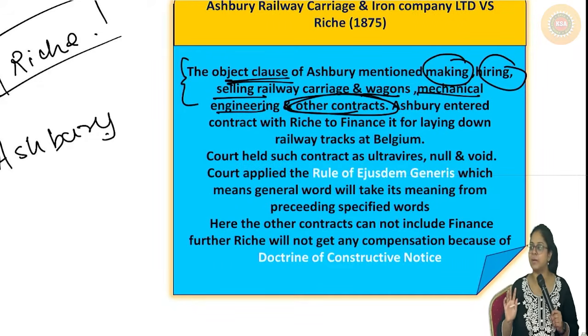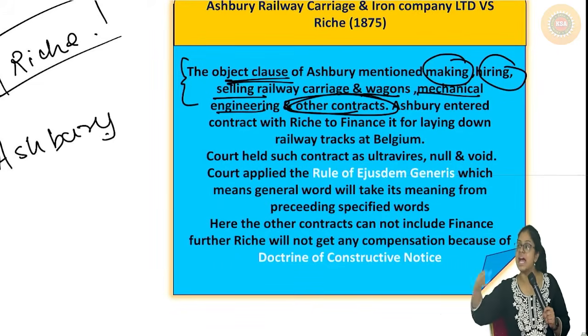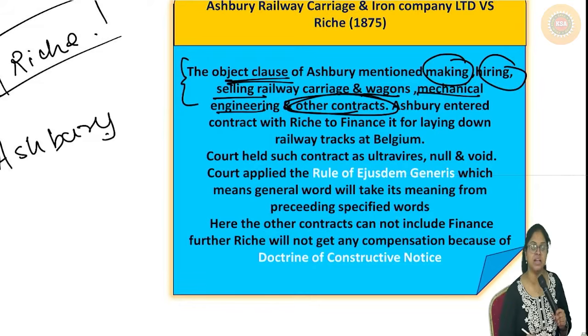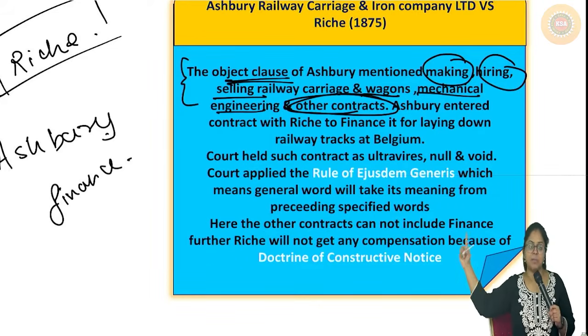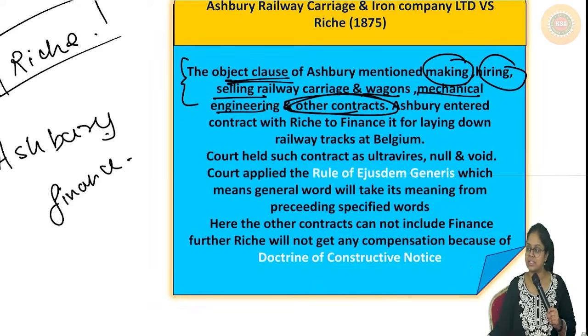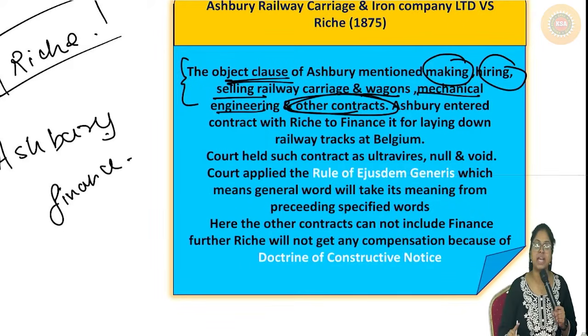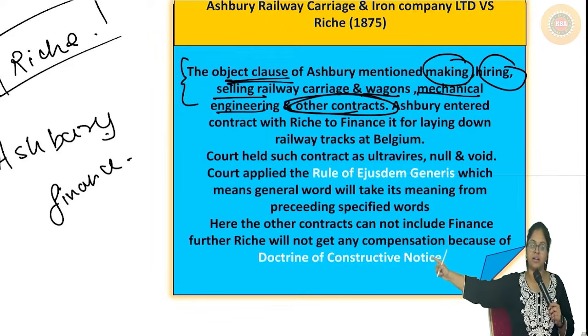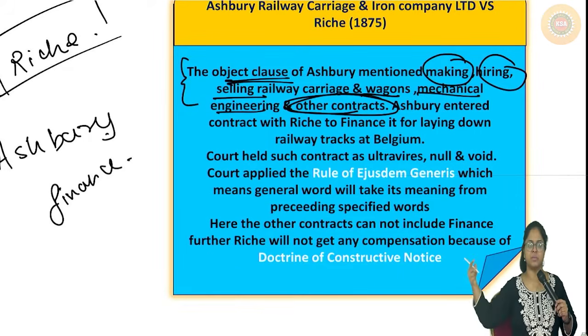But the Ashbury company went to a guy called Riche and said, Riche, what you do is you lay down these railway tracks, I will finance it. Is it anywhere in the MOA that the company can enter into financing contracts, that is, lending money to somebody? Nowhere was it written. But this company entered into a contract with Riche saying that you lay the railway tracks and I will finance the whole contract. Riche also got very excited because it was a big contract.